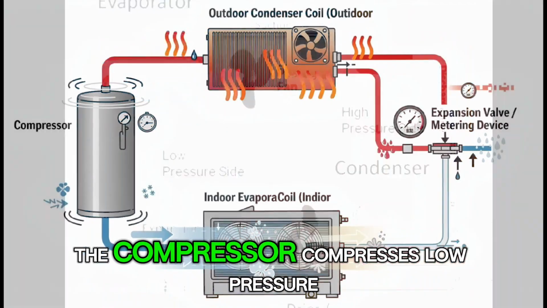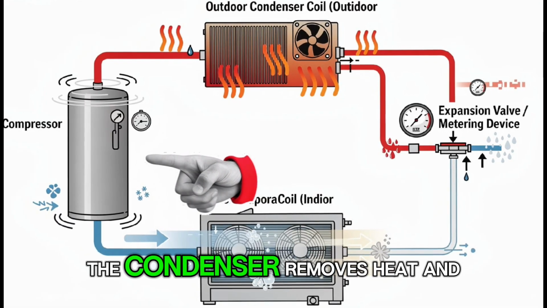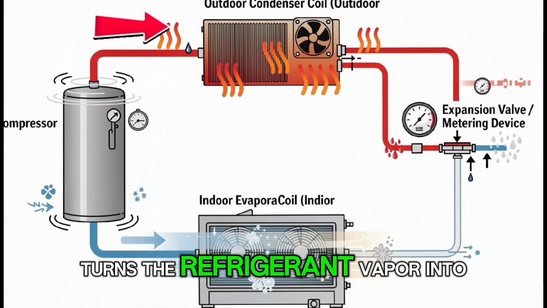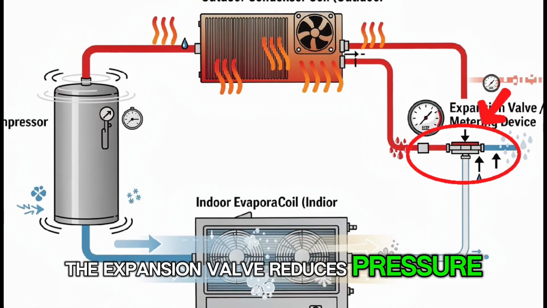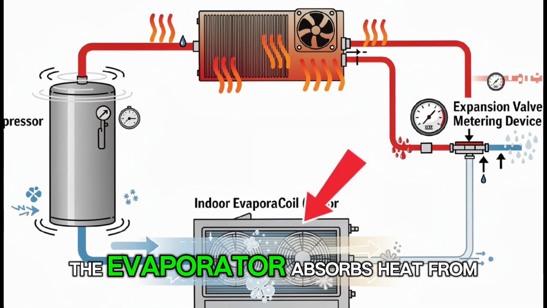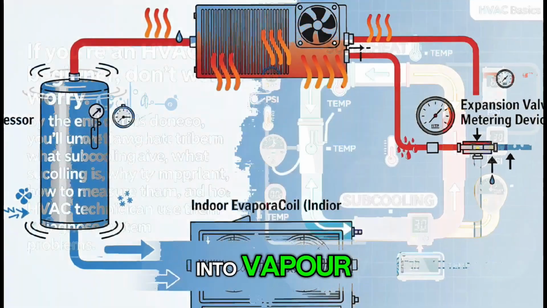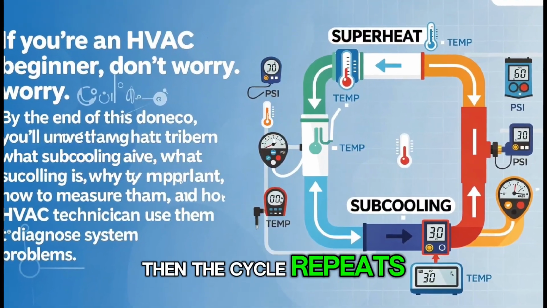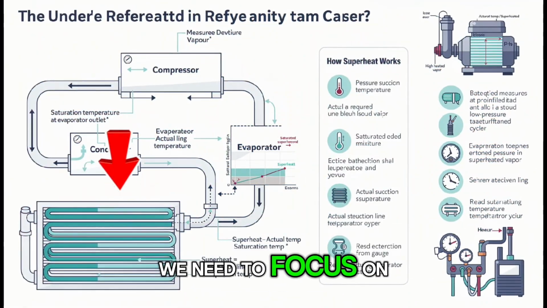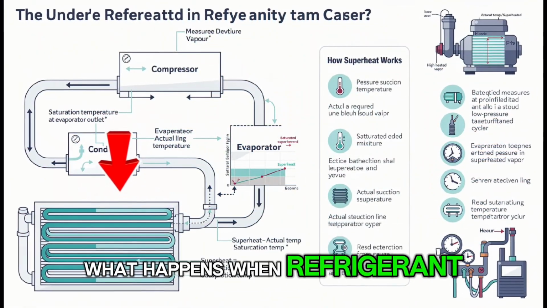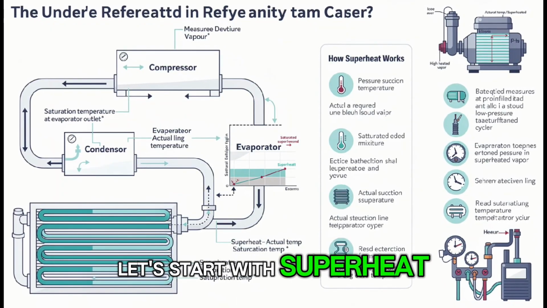The compressor compresses low-pressure vapor into high-pressure vapor. The condenser removes heat and turns the refrigerant vapor into liquid. The expansion valve reduces pressure and temperature. The evaporator absorbs heat from indoor air and turns the refrigerant back into vapor. Then the cycle repeats. To understand superheat and subcooling, we need to focus on what happens when refrigerant changes state between liquid and vapor. Let's start with superheat.